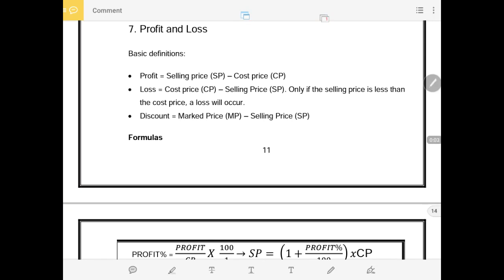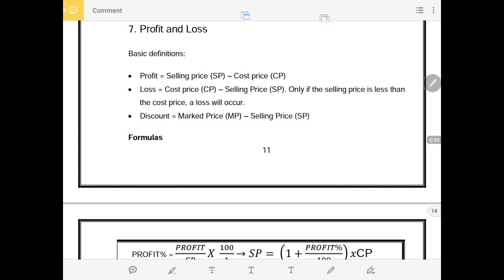Once again, we are in topic number 7 of chapter 1 of Statistics for Accountants 1, previously called Business Calculations. Other institutions call it Theory of Finance. Then we have a variety of topics in chapter 1 in this module, very independent chapters. Now we are at one of them called Profit and Loss.